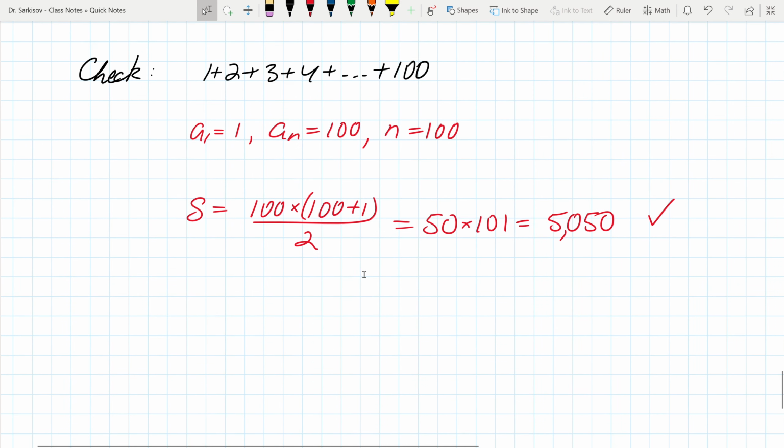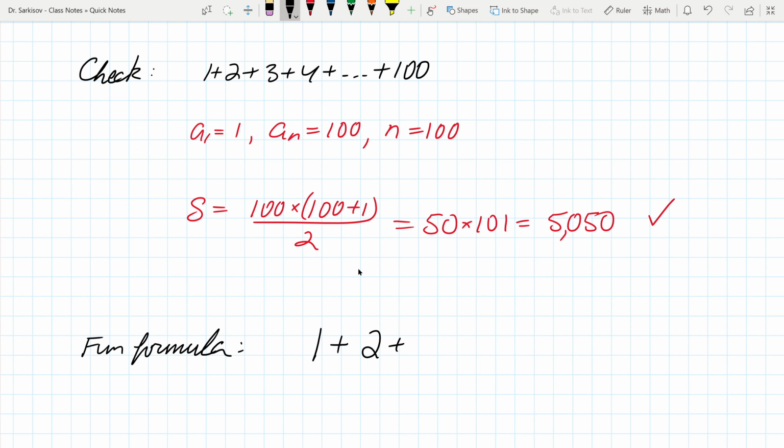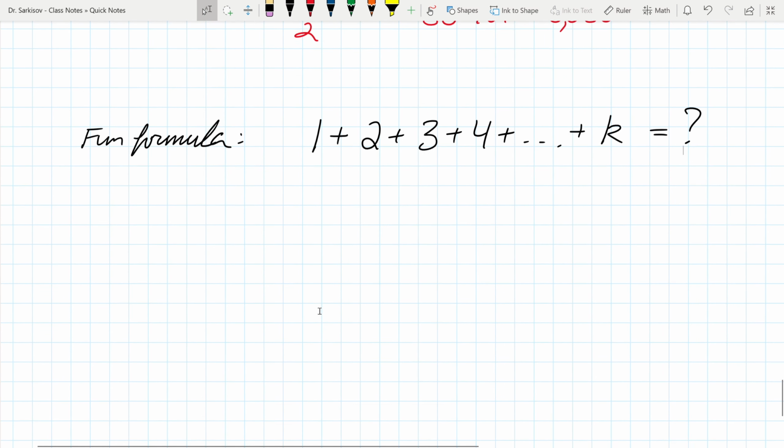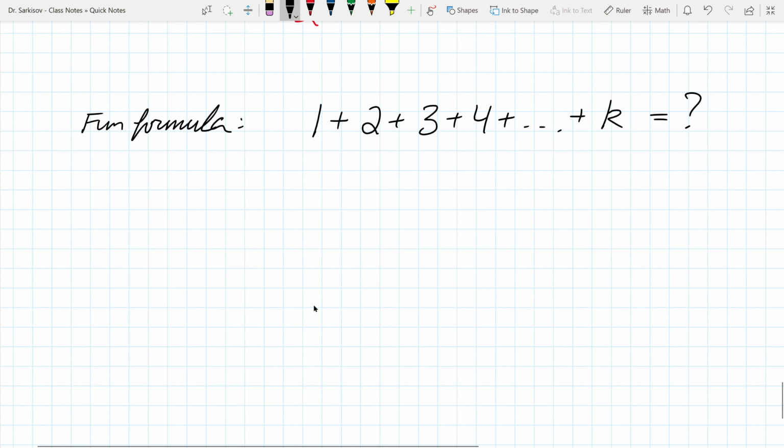And by the way, if you want to do a formula like the sum of the first n natural numbers, let's call it a fun formula. What we can do is find the sum of the first n natural numbers. We can say 1 plus 2 plus 3 plus 4 all the way to, let's call it k this time. What is that equal to? It's the same thing we did last problem, only instead of 100 we use k.